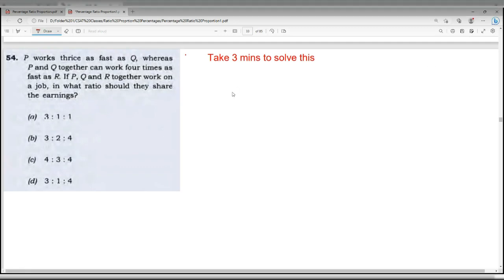So the question is saying that P works thrice as fast as Q, whereas P and Q together can work 4 times as fast as R. If P, Q, R together work on a job, in what ratio should they share the earnings? See, normally you get the earnings depending on the amount of work that you do. The earnings would be directly proportional to the amount of work that you do.